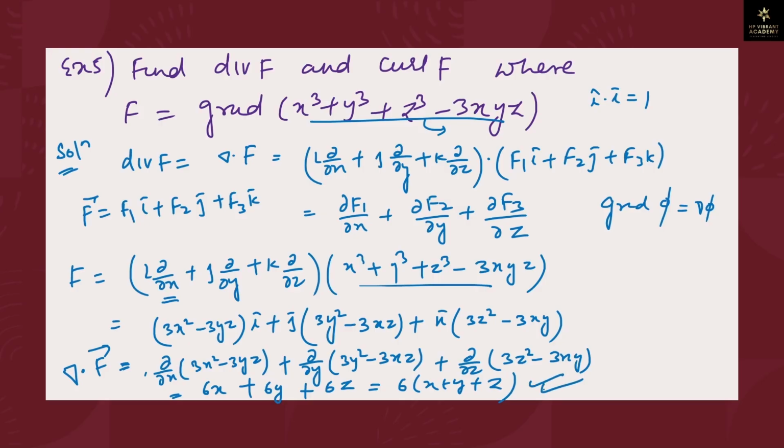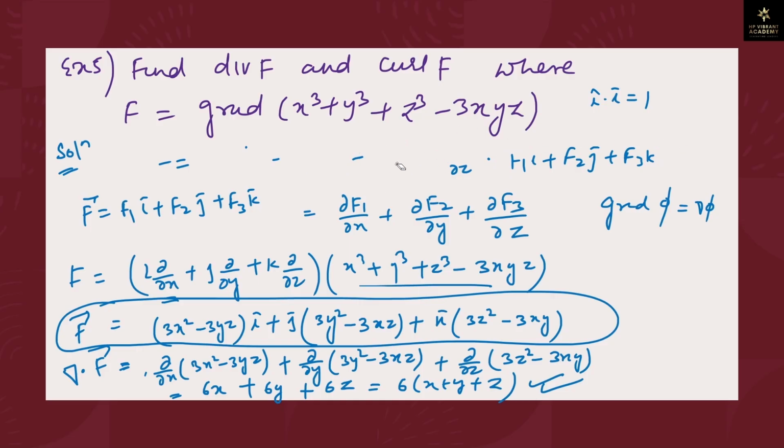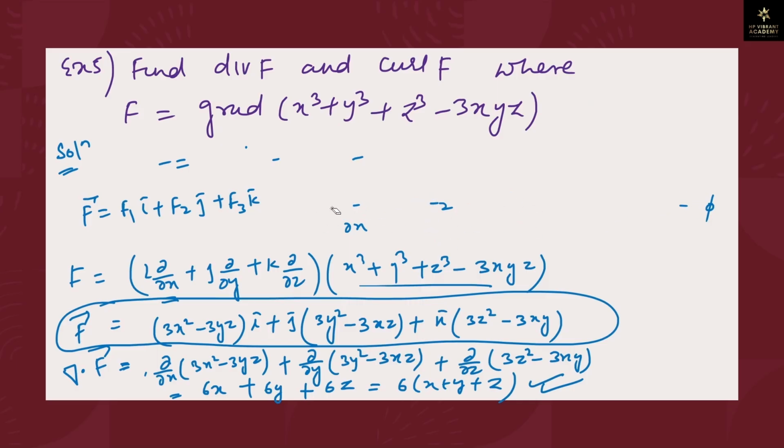Now we have to find the curl of f. Okay, so how can we find this? We have the value of f as this one. So let us write down the representation of curl of f. For finding the curl of f, we represent this in a determinant form. Let us write down the determinant.